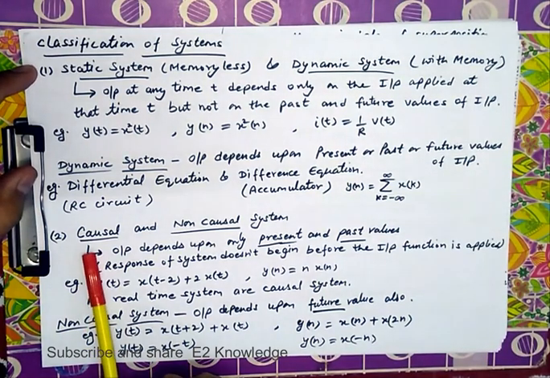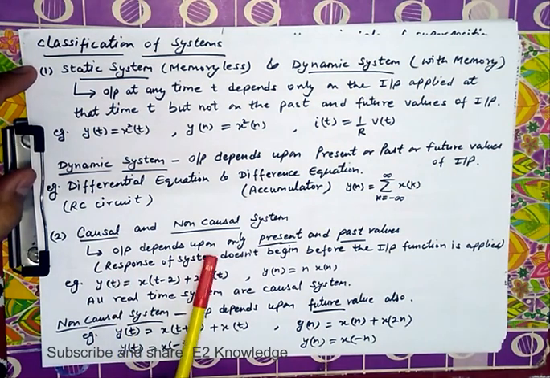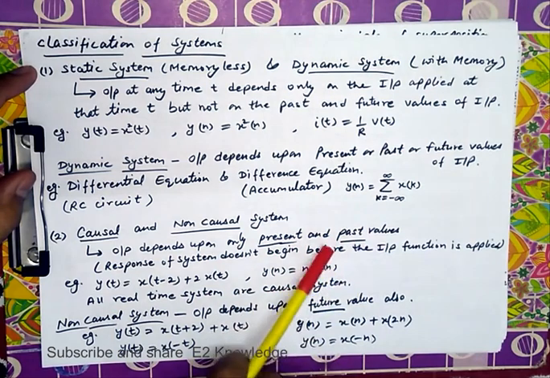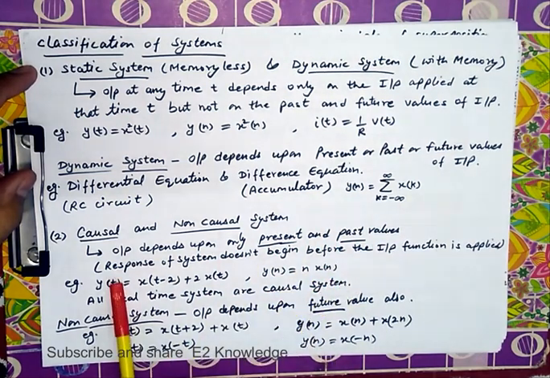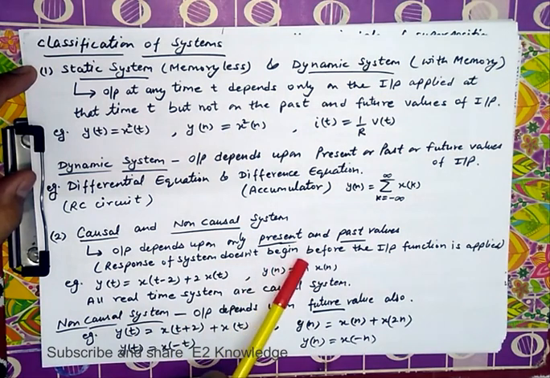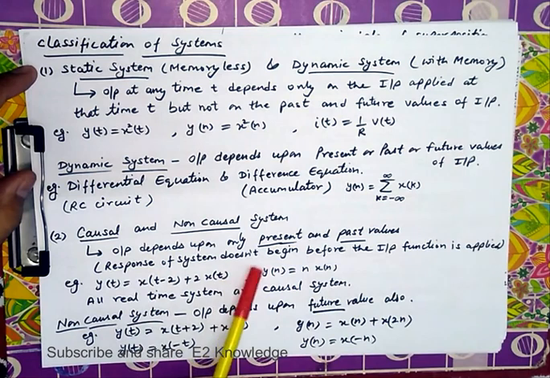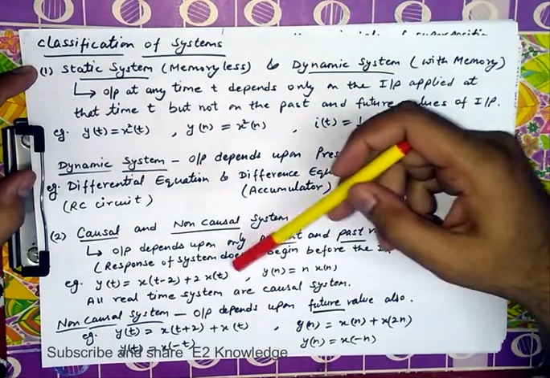The second type of system is the causal and non-causal system. Causal systems are those where the output depends only on the present and past values. It means the response of the system does not begin before the input function is applied. For example, if we are going to experiment with something, the output should not come before the input is applied. Then this is a causal system.